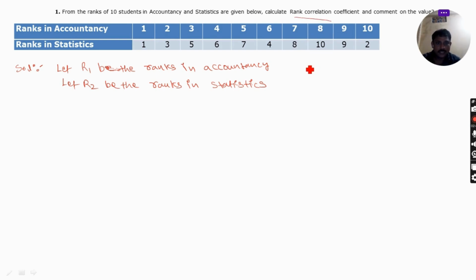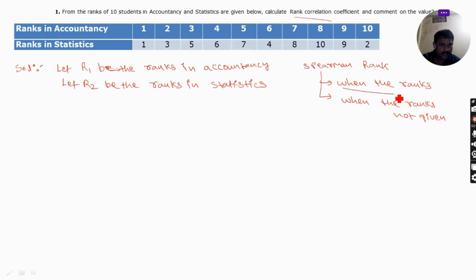In the Spearman rank correlation concept, you can see two different problems. One is when the ranks are given, and one more problem is when the ranks are not given. These are the two different problems which we can see. In this video we are going to discuss the case when the ranks are given.